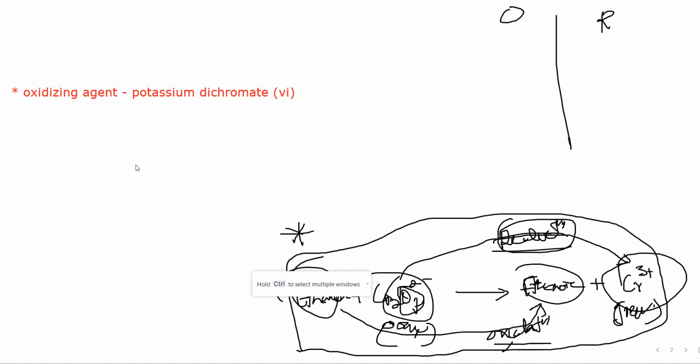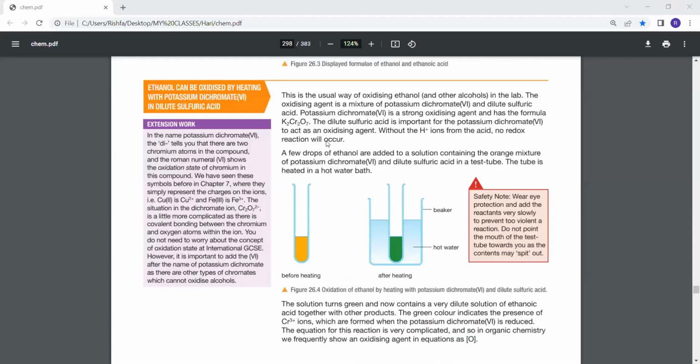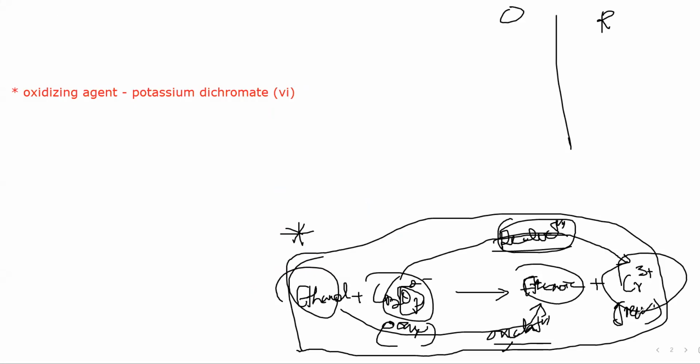Because that is a spectator ion here. Potassium will not undergo any change in this reaction, so it's a spectator. I have just left it.